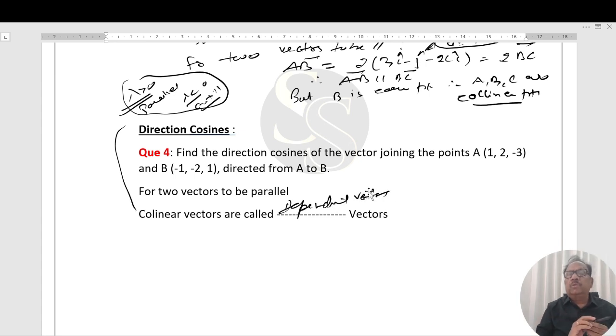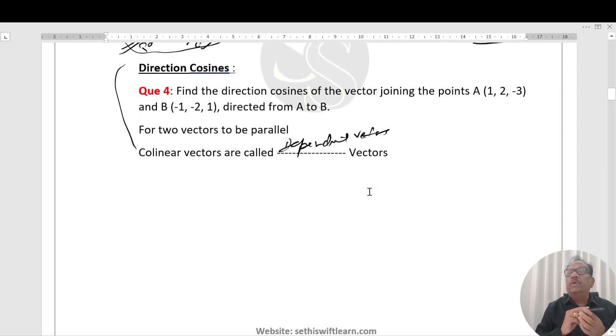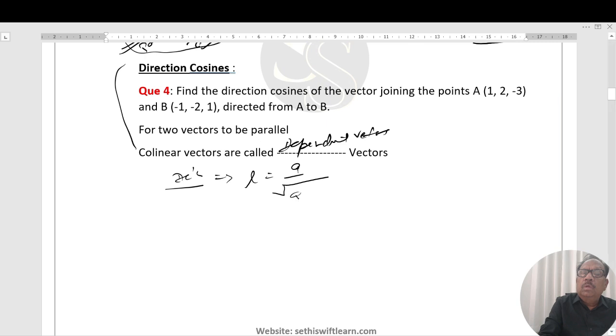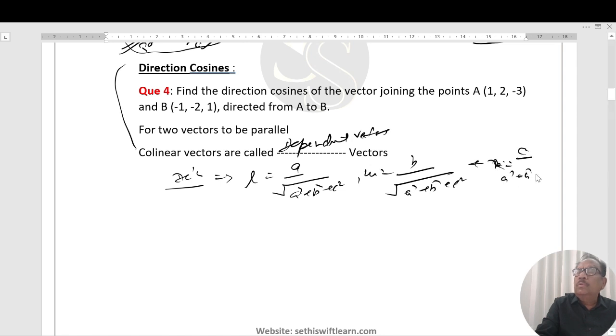Now let's start the next question. Find the direction of the vector joining the points A, B, C. So direction cosines are given as l equal to a upon under root a square plus b square plus c square, m equal to b over under root a square plus b square plus c square, and n equal to c upon under root a square plus b square plus c square.